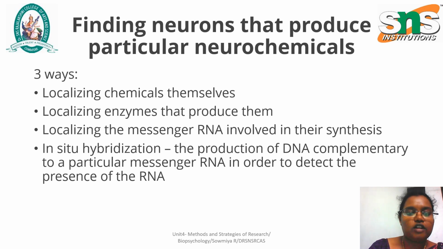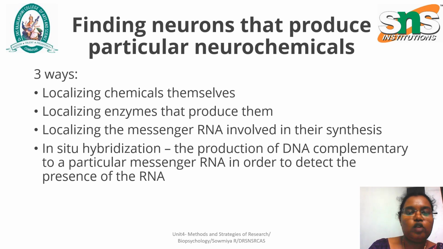Second thing is fluorescent dyes. The fluorescent dyes can be conjugated with antibodies to make them visible under a microscope. This allows for precise localization of neurotransmitter-producing neurons.